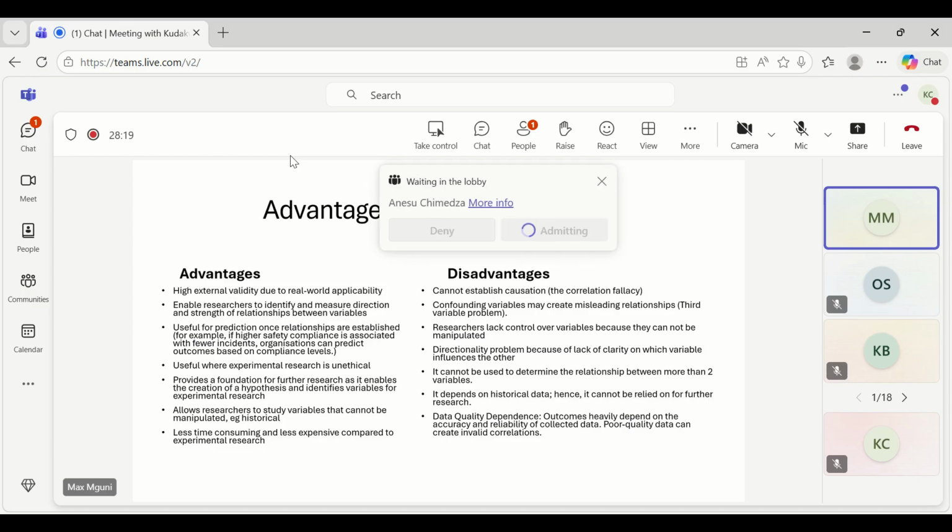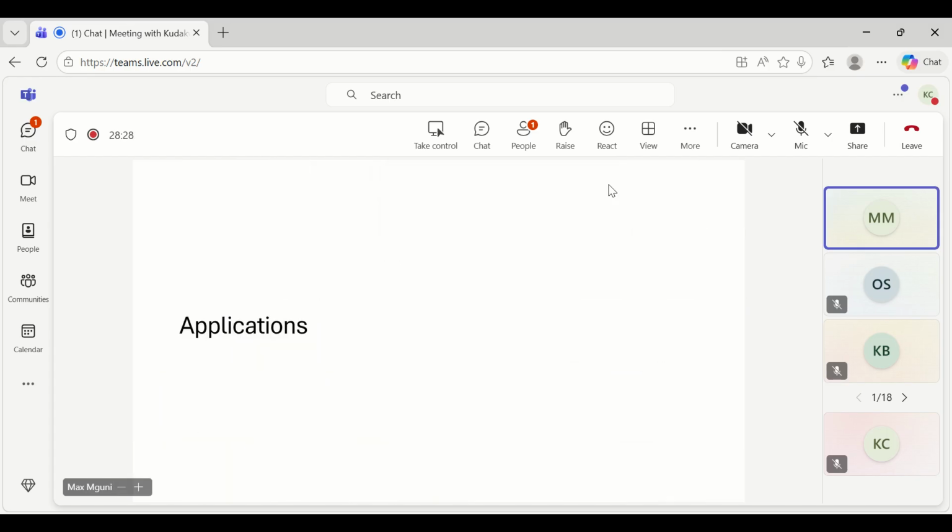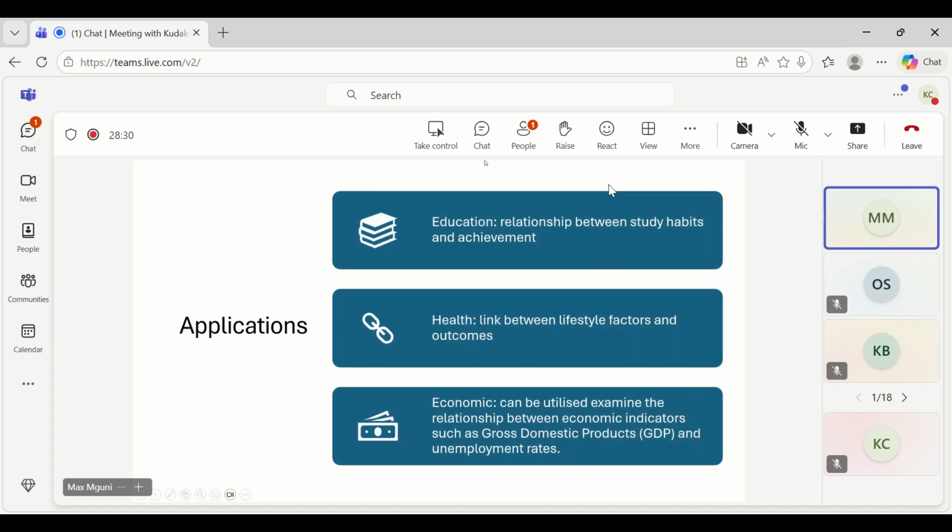All right, some of the key applications of these: for example, in education, the relationship between study habits and achievements; in the health sector, the link between lifestyle factors and outcomes. Economics can be utilized to examine the relationship between economic indicators such as GDP and unemployment rates.